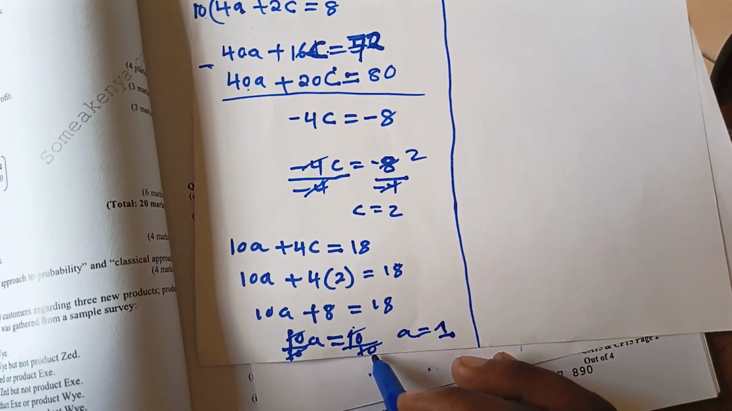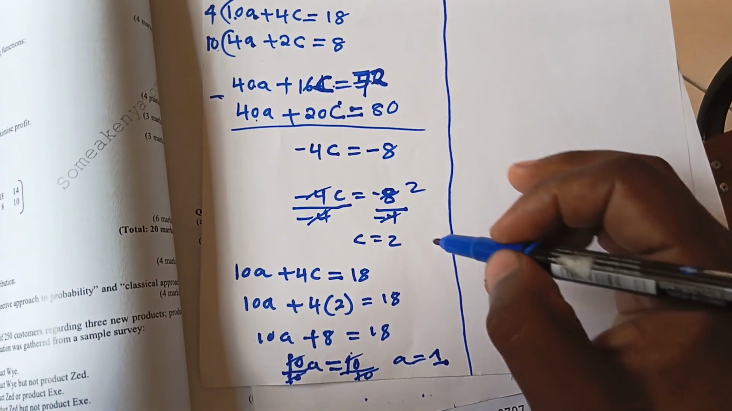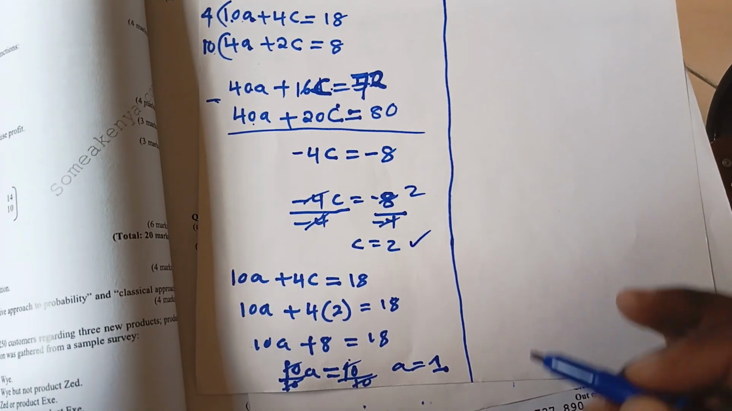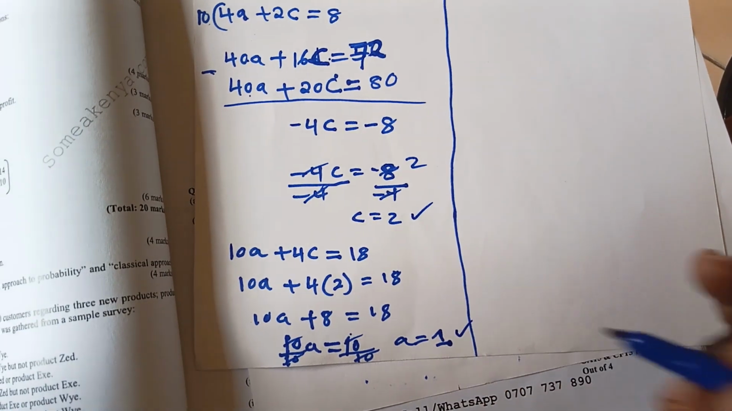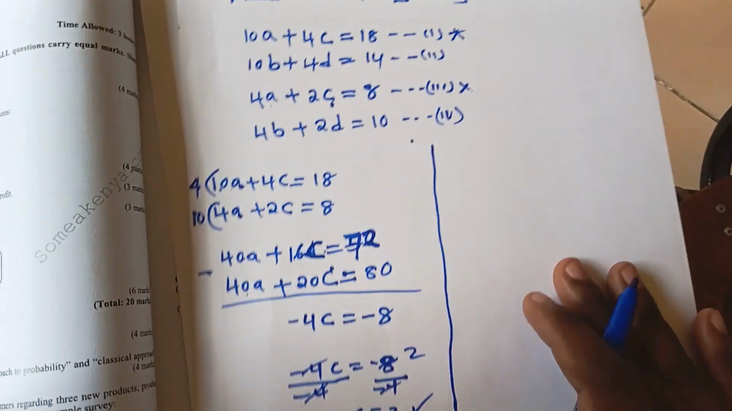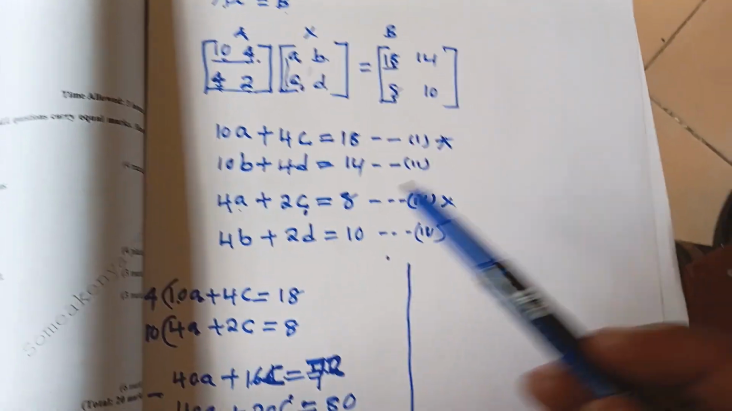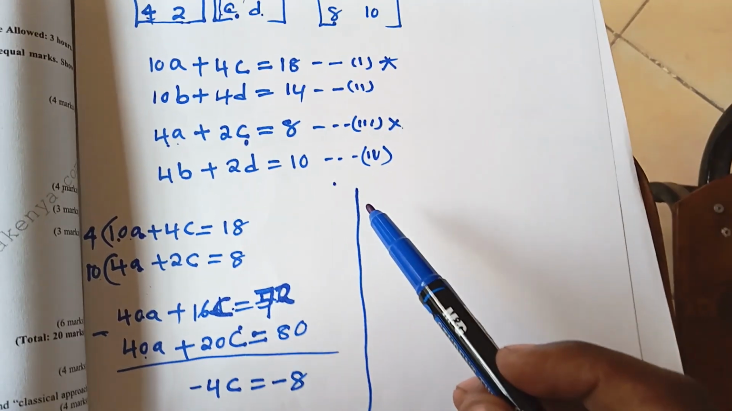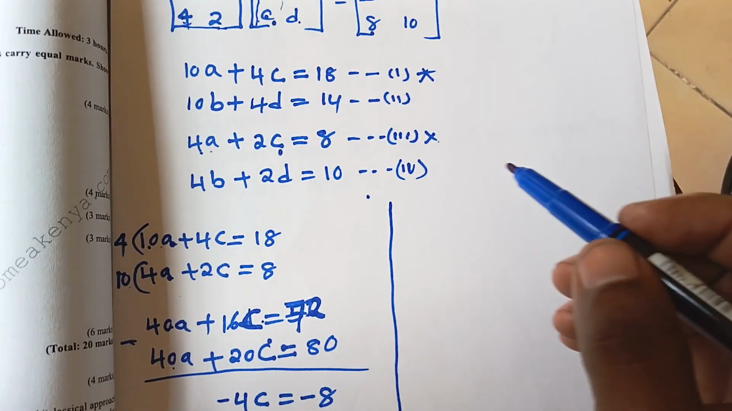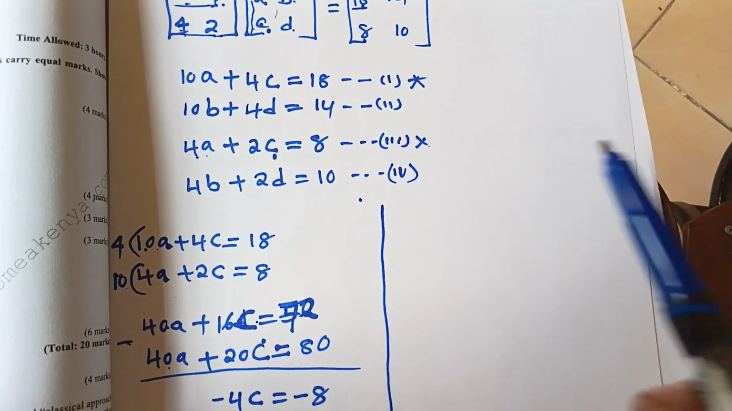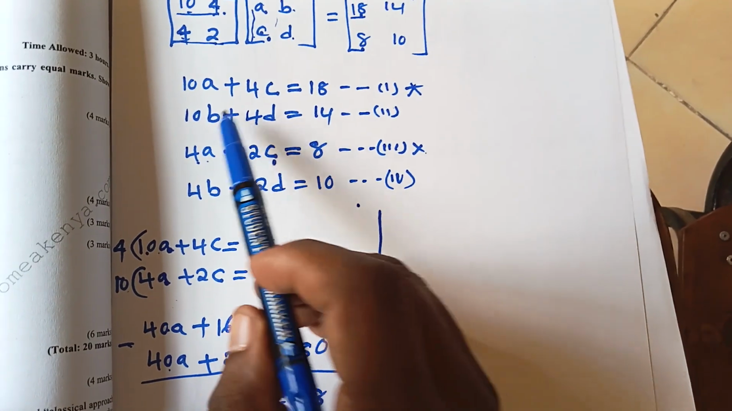Because 10 divided by 10 is supposed to give you 1. So we have been able to find the value of C, which is 2. The value of A is 1. Now we are left with finding the values of B and D.